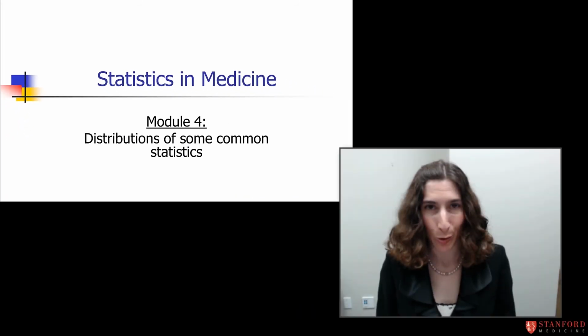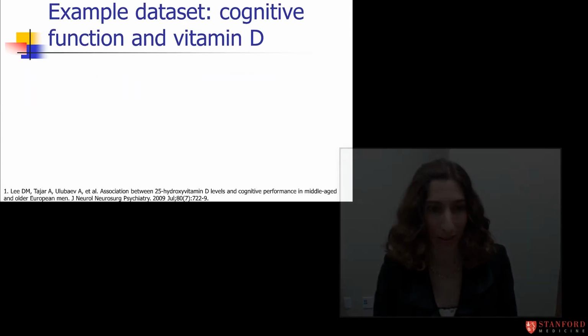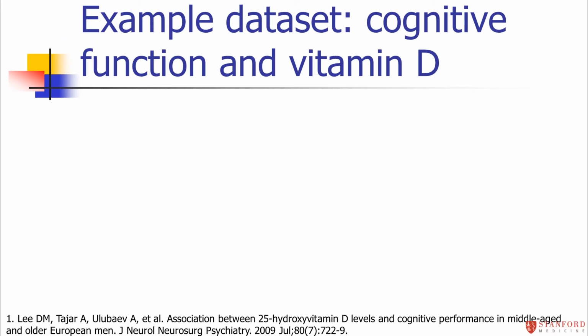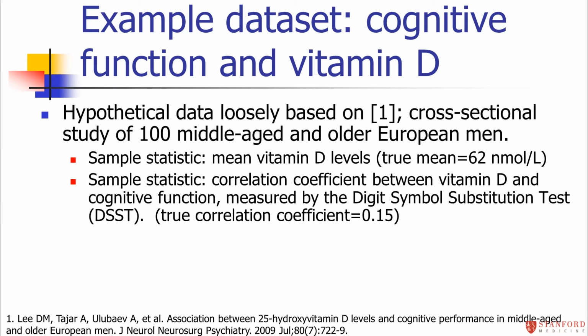In this next module, I'm going to show you the distribution of some common statistics: a mean, an odds ratio, and a correlation coefficient. In order to illustrate all of these, I'm going to use some example data, some made-up hypothetical data. These are actually computer-generated data.